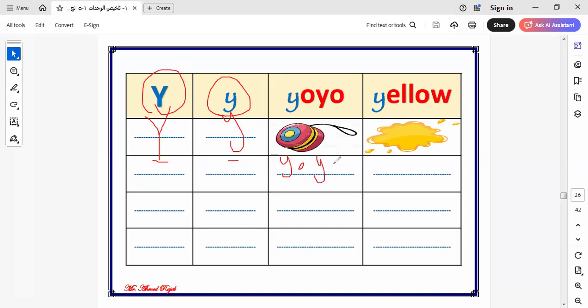It will be yo-yo and yellow. You must take care when you write it, grade 1. And as we told you before, the sentence must begin with a capital letter. Here is Y written in capital letter and y written in small letter. Let's go to another letter.